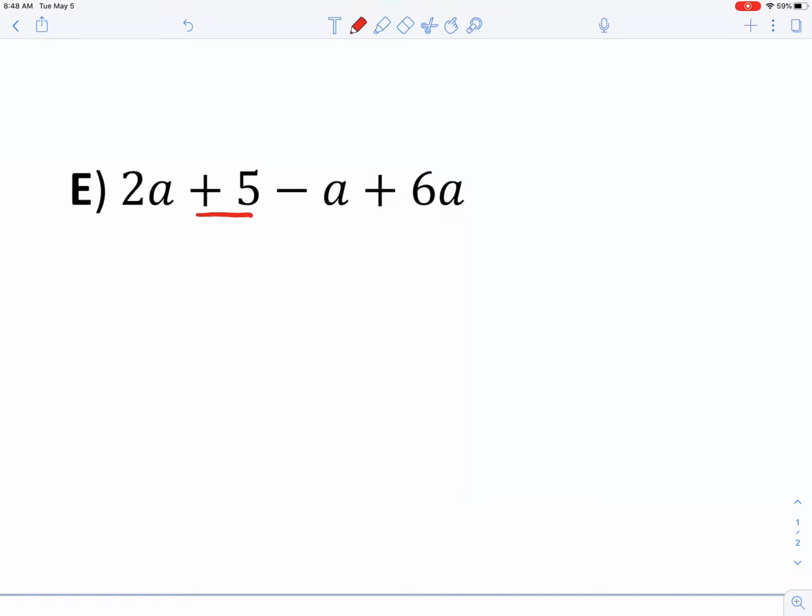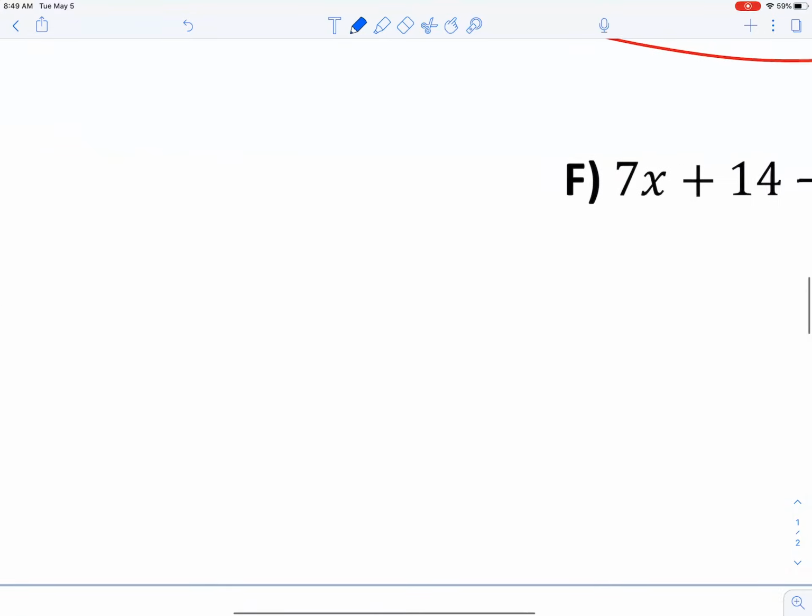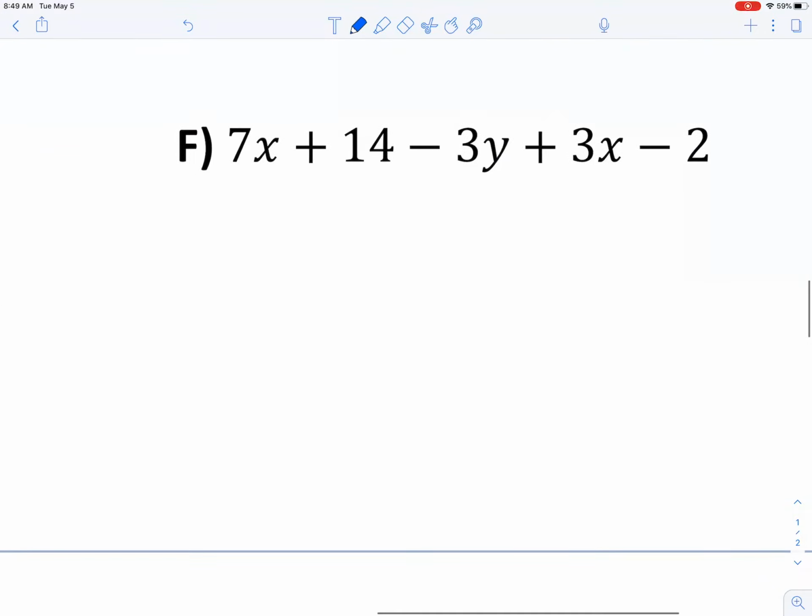So letter E. Okay, I'll go ahead and underline the constants, the number that's by itself, and it looks like it's just 5. I will circle anything that has an A with it, including that negative or plus in front of it. So we have 2A, negative A, and 6A. Those are a set of like terms. One more question, letter F.